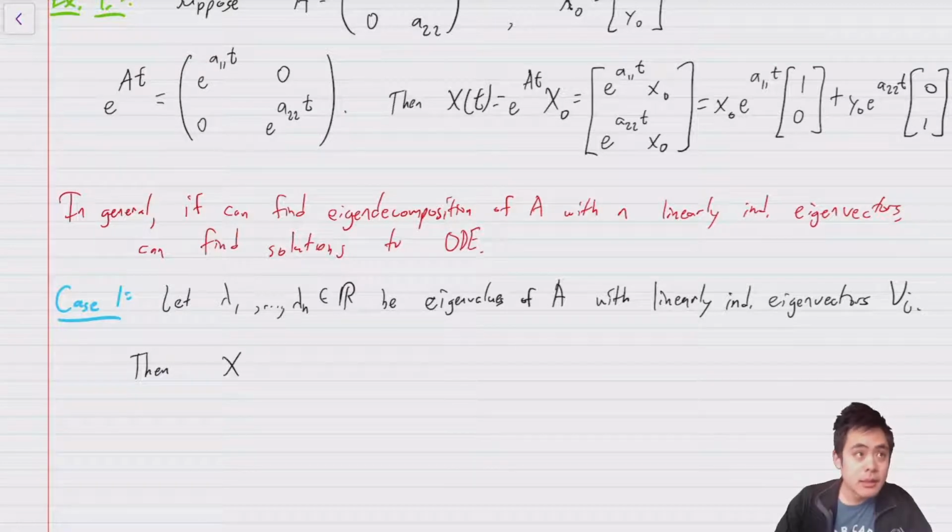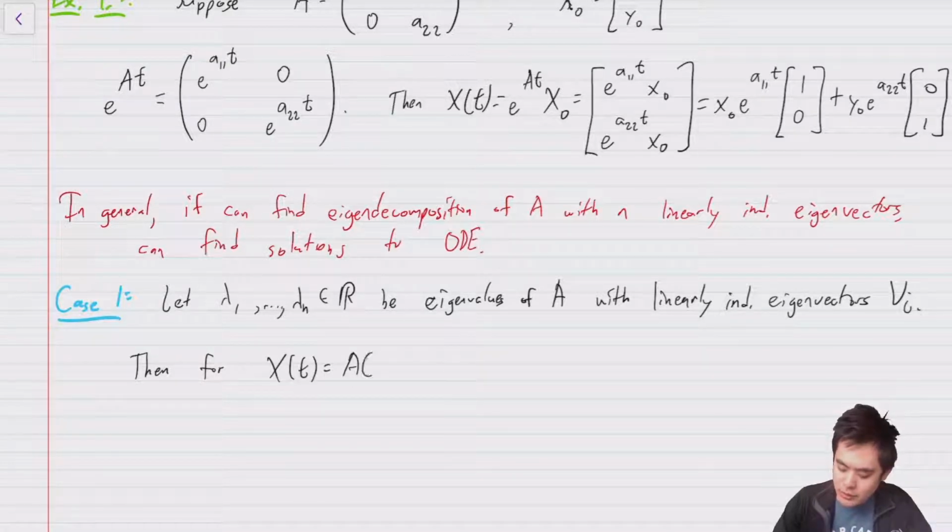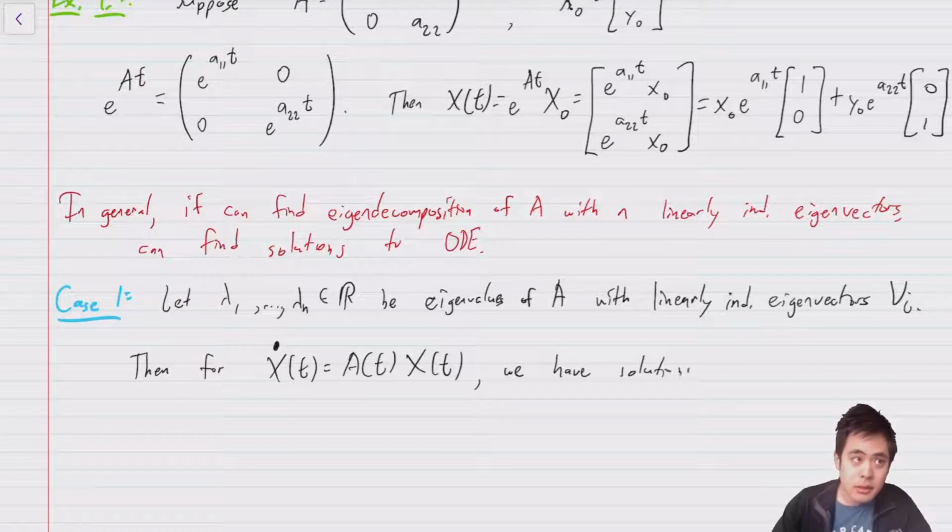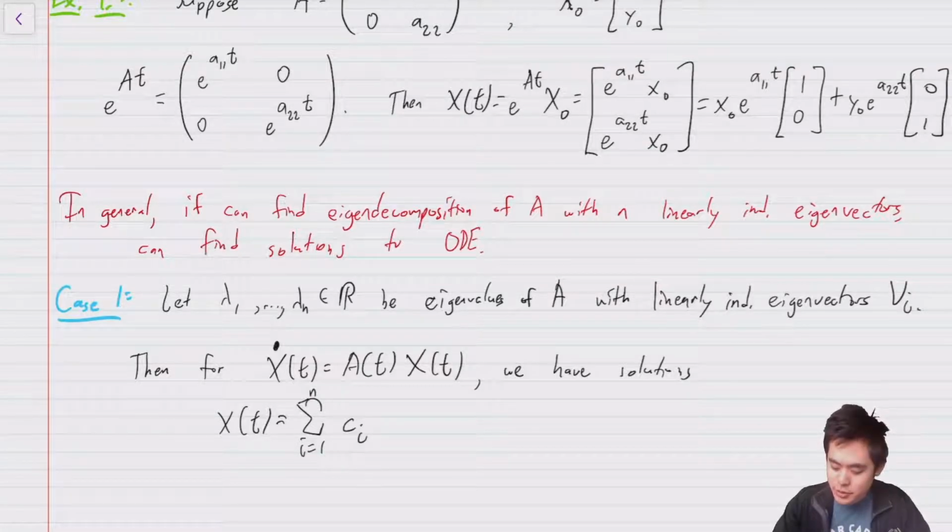Well, then let me rewrite the equation here. So x dot of t is equal to A x of t. We have solutions x of t is equal to the sum from i equals 1 to n of ci, so some constant, times vi, our eigenvector, times e to the lambda i t.